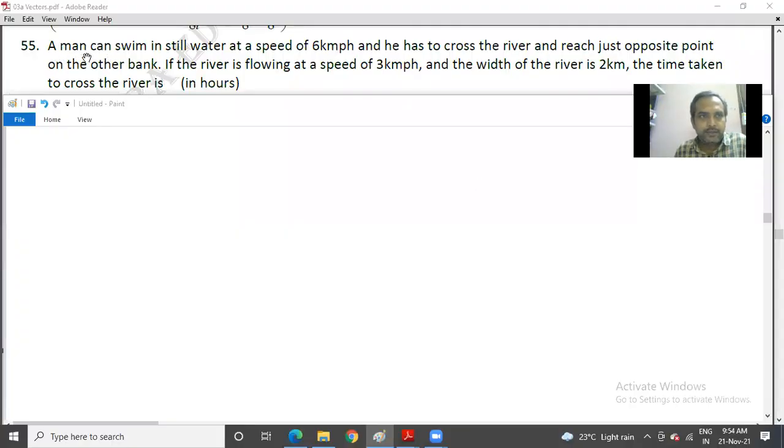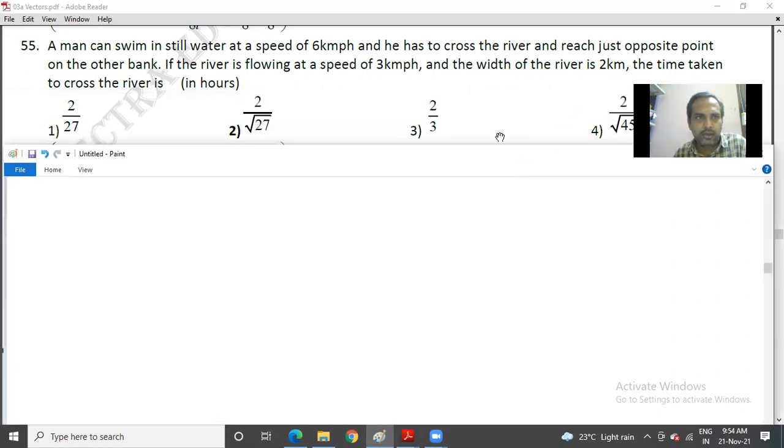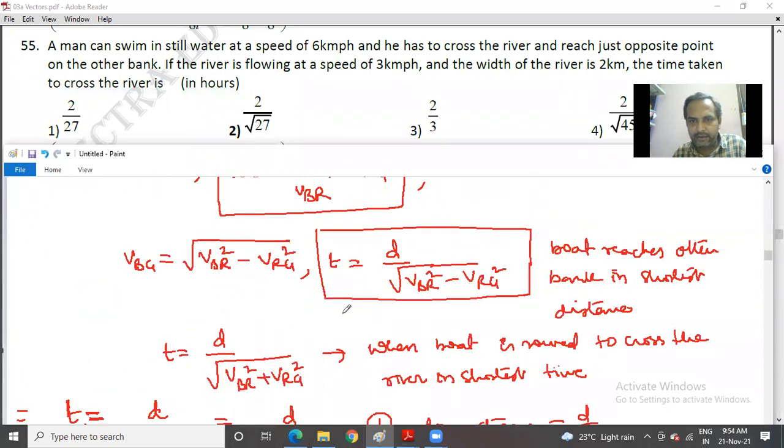The next question is, a man can swim in still water at a speed of 6 kmph and he has to cross the river and reach just opposite point on the other bank. The river is flowing at a speed of 3 kmph and width of the river is 2 kilometers. So what you need to find out is the time taken to cross the river. So use this formula directly, you will get the answer.